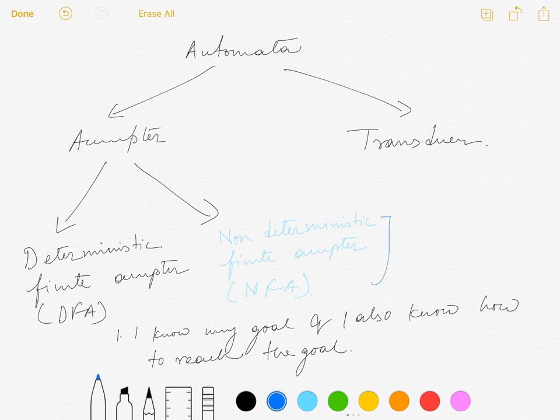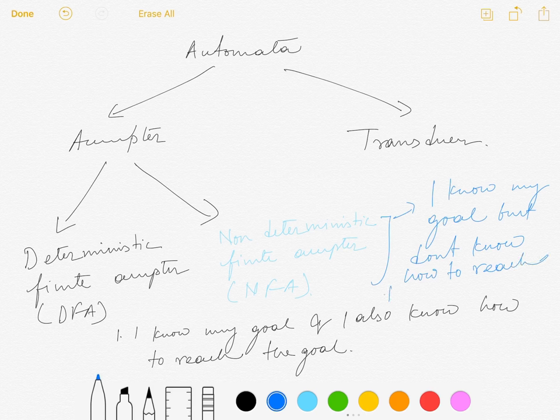But whereas NFA means I know my goal, but don't know how to reach the goal. In that case, there may be some non-deterministic number of steps to reach the goal. So, there may be several answers to the same problem, several numbers of steps to the same problem. In that case, what I will do is the number of steps which requires the minimum will be taken as the answer to that particular problem.